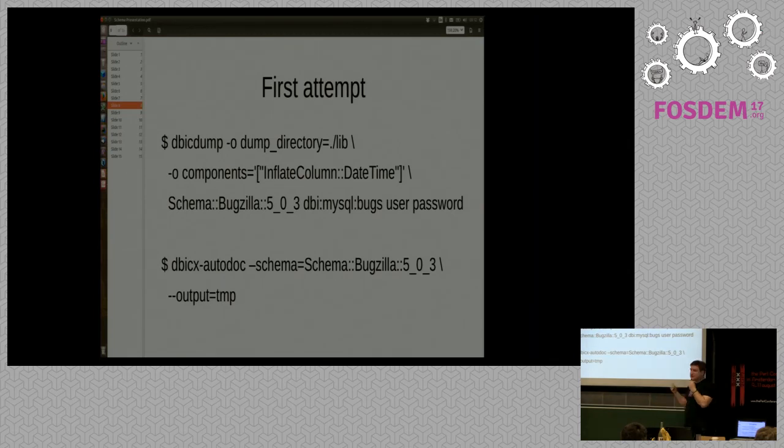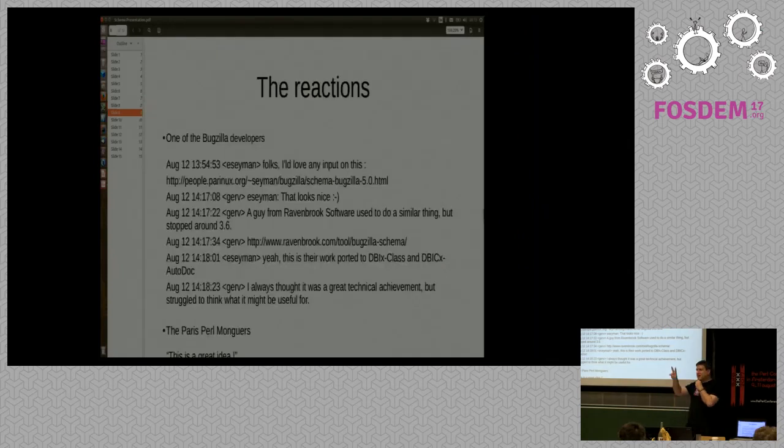Then I looked at DBIx::Class::AutoDoc, and it comes with a Perl script called dbicx-autodoc, which takes a schema object on file and writes the HTML page that documents it. So I wrote this command line, and I had an HTML page that documents the schema that is used by Bugzilla 5.0.3. So I was pretty excited about this. I mean, I had written two lines of code, which is one line of code more than I'm used to doing in Perl, but never mind. And I had a proof of concept.